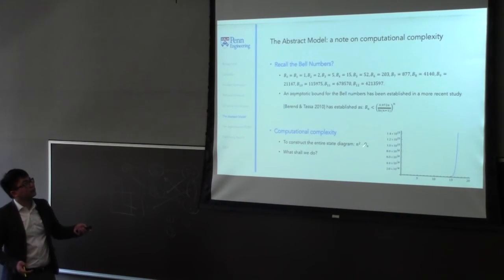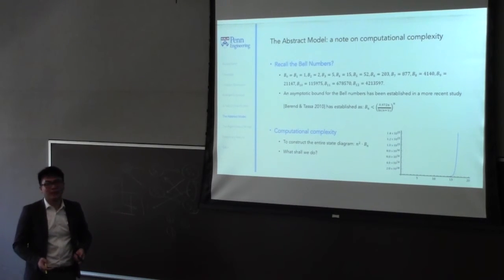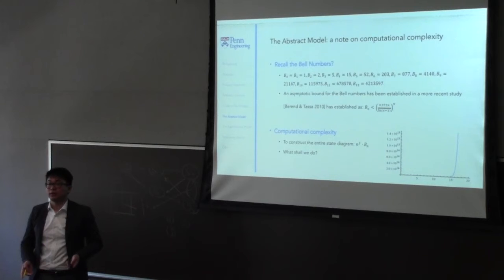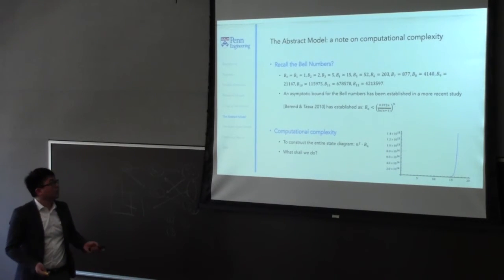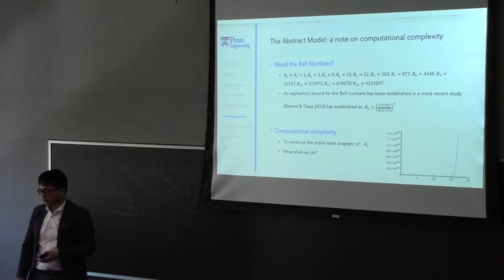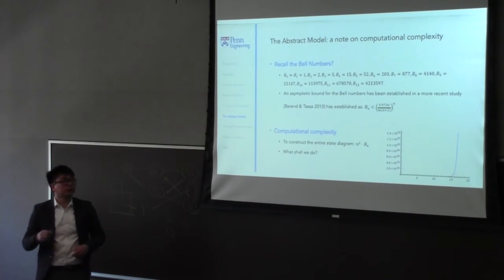And this is a graph you see from Wolfram Alpha: beyond 15, not even to 20, you have a number of 1.4 to the power of 10 to the power of 15 or more computations necessary. And it's not possible. So now we're forced back to the question: if we're not able to find a tractable solution from the abstract model, what do we do?